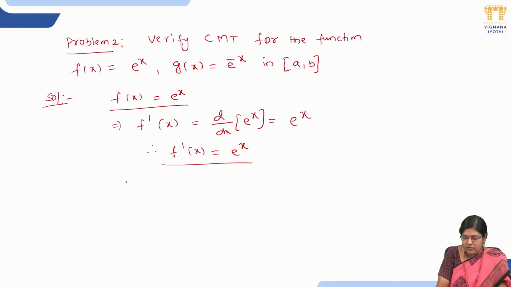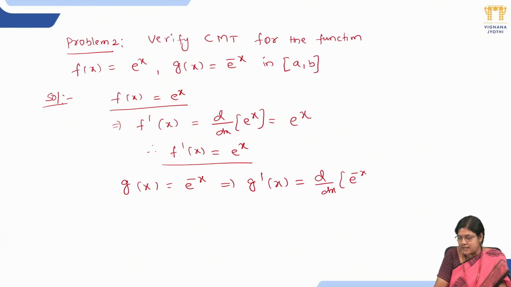And here, given that g of x is e power minus x, then derivative of g of x is denoted by g dash x, that is equal to d by dx of e power minus x. D by dx of e power minus x is equal to minus e power minus x. Here, g dash of x is equal to minus e power minus x. Clearly, g dash of x is a differentiable function for all values of x in the interval a comma b.